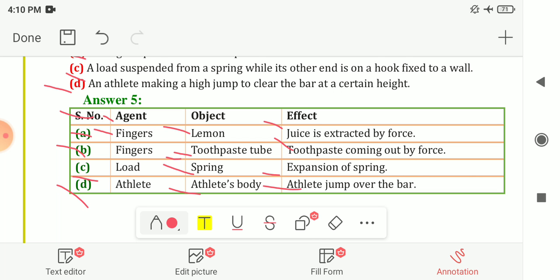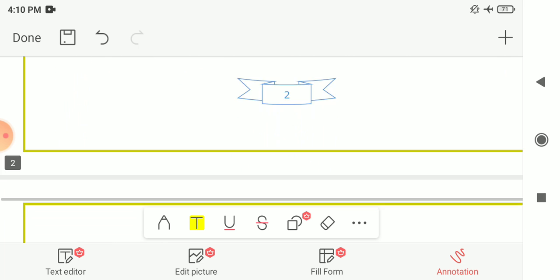So these are some of the situations, the factor which is applying the force, the object on which we are applying the force, and the different effects of these forces. So here your question number 5 gets over. Now next is question number 6.